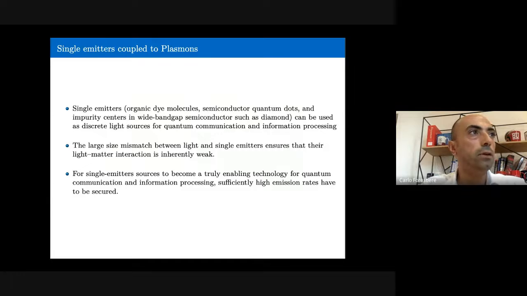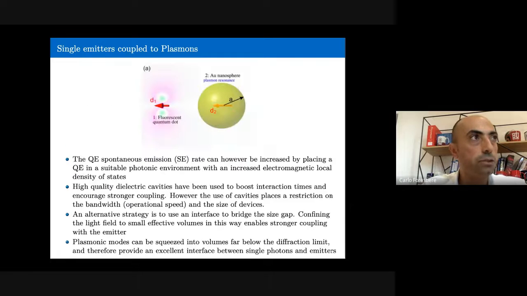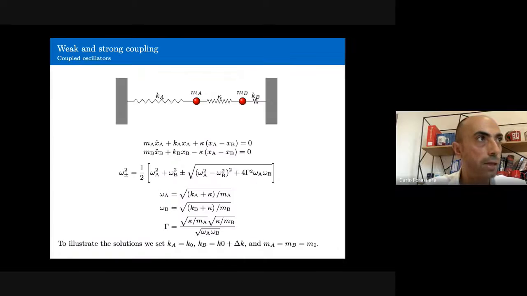And in particular, a single emitter can be used as a discrete source for quantum communication and information processing. So it's very important to enhance and, in particular, control their emission. The important thing is that there is a large size mismatch between light and a single emitter, and we have in some way to use, for instance, plasmon nanostructures in order to enhance the light-matter interaction. This is shown in this slide. In particular, the plasmonic nanoparticle can be a bridge to actually tackle this size mismatch.